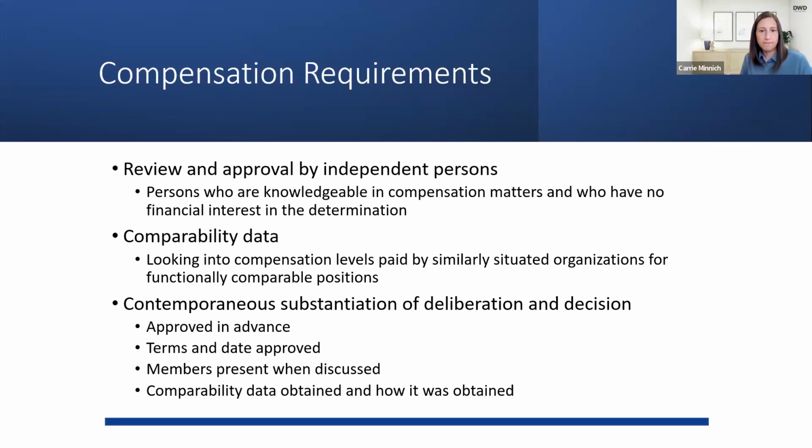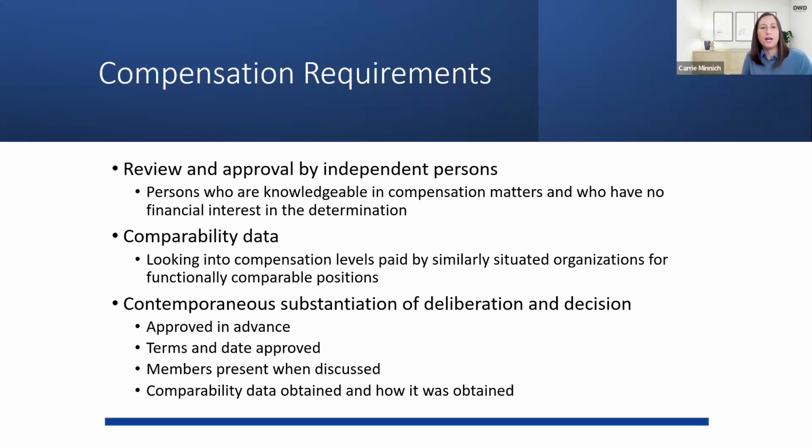So what does that mean? Okay, first of all, we need to have a group of people, whether it be your board of directors or you have a governance or an executive committee or an HR committee. You need to have a group of people who are knowledgeable in compensation matters, that have no financial interest in the determination, review and approve the compensation of your executive director. And that includes benefits as well. So that's the first piece.